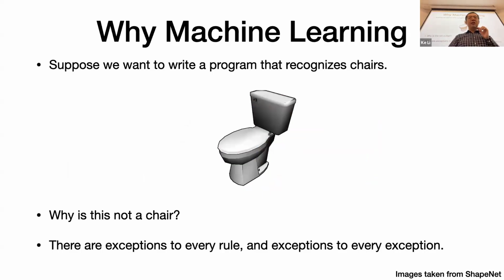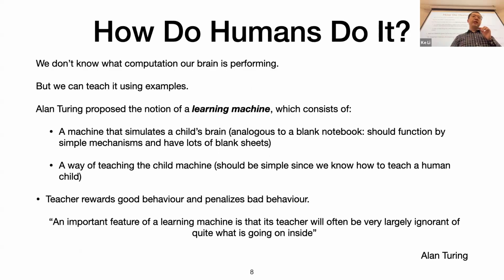So the moral of the story is that there are exceptions to every rule and exceptions to every exception, right? And so that's why it's hard to actually write down a program that can recognize something as simple as the concept of a chair. Now, how do humans actually do it? We don't really know the algorithm that our brain uses to perform that recognition. But we can try to teach another human using examples. And so that's really where the idea of machine learning comes from, right?